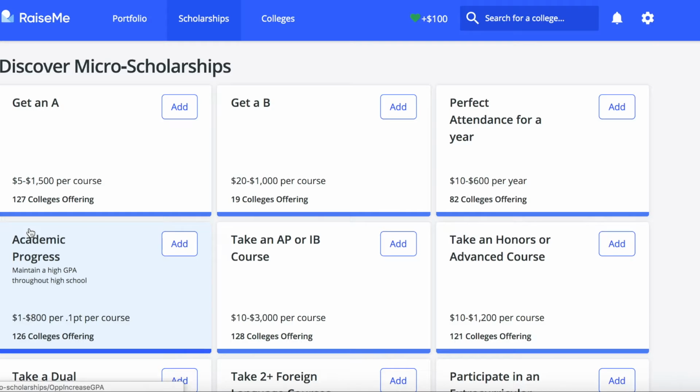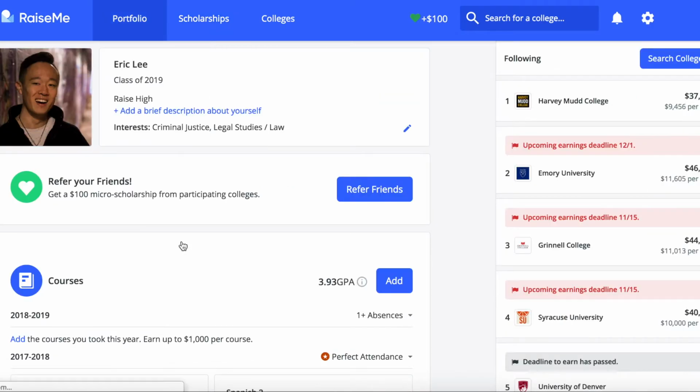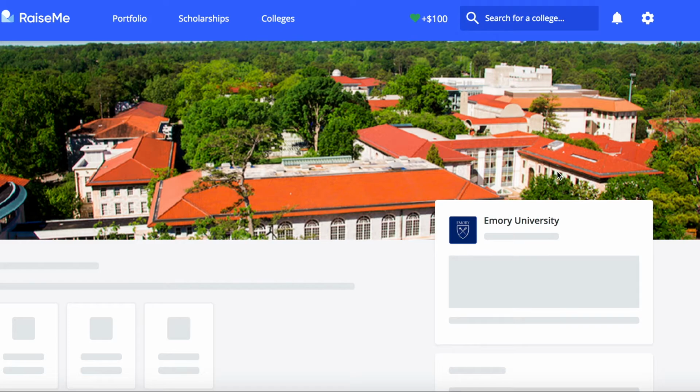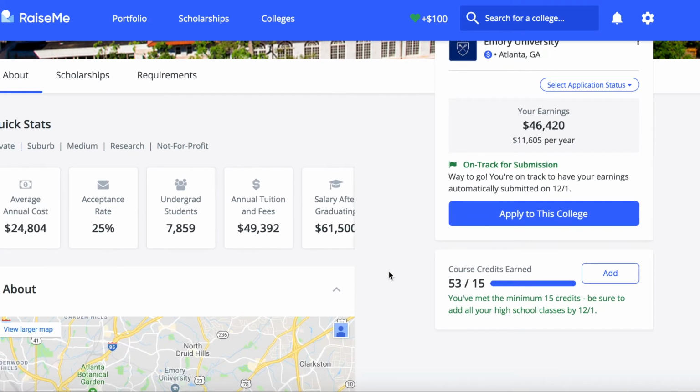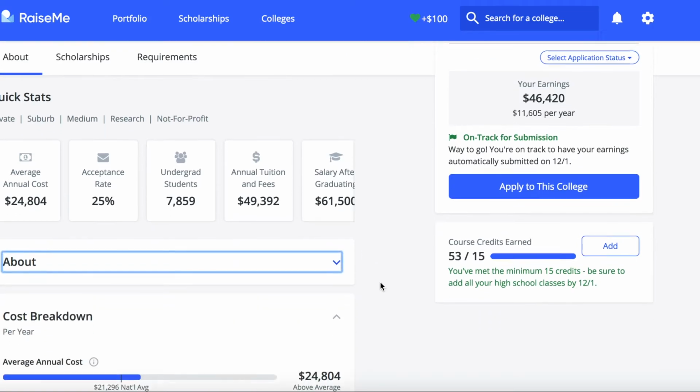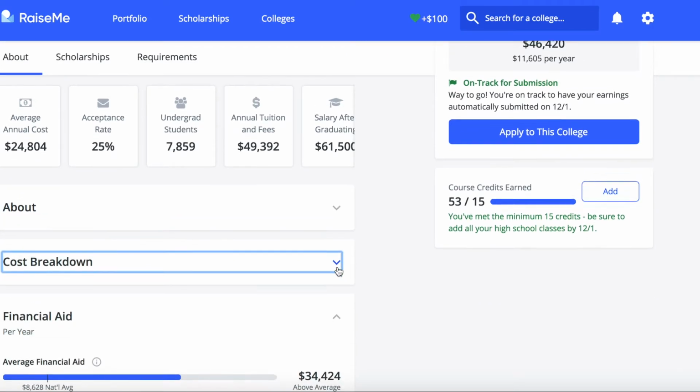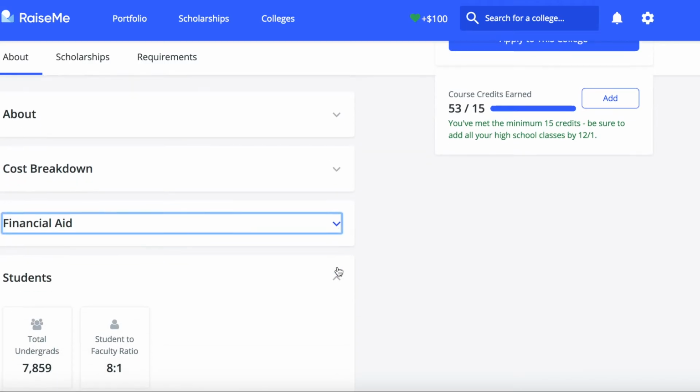So it's really important to think about how you can continue to maintain a high GPA, or if you'd like to get your GPA up, how you can work towards getting a higher GPA. Now, in addition to earning for maintaining a high GPA, GPA is a big factor in admissions for college. Let's take a look at one of the colleges that I'm following, Emory University. If I scroll down, I'm going to find the admissions criteria for getting into this institution.